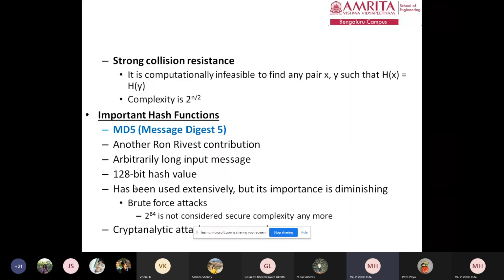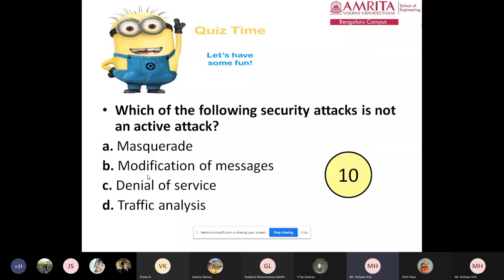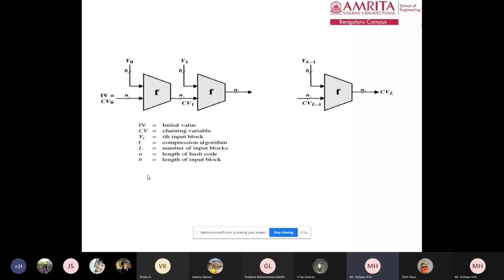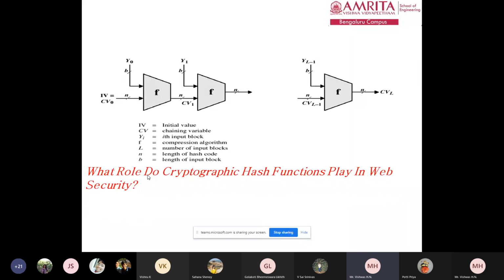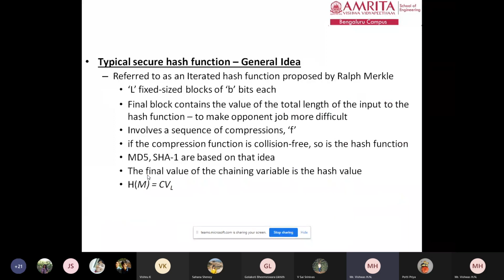So we discovered that with the help of hash function, and by doing digital signatures, we can address the authentication and integrity of any data. And we also discussed to some extent how to go ahead with confidentiality. Okay, these three are the major aspects of security. So now, typical secure hash function.